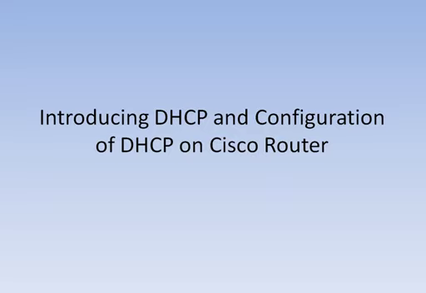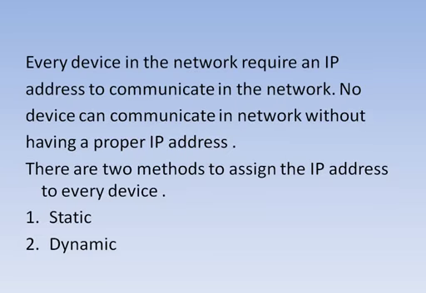In this video I'm going to introduce DHCP and configuration of DHCP on Cisco router. Every device in the network requires an IP address to communicate in the network. An IP address, Internet Protocol, is a logical address that should be on each device that requires to communicate on the network. Without having a proper IP address, no device can communicate on the network. So IP address is the prime requirement nowadays to communicate on the network.